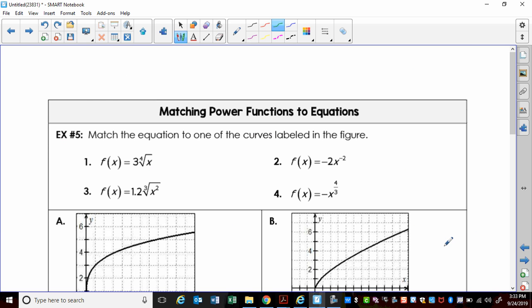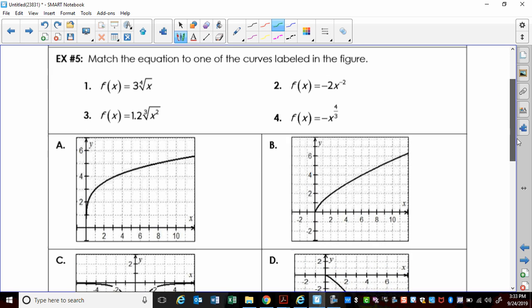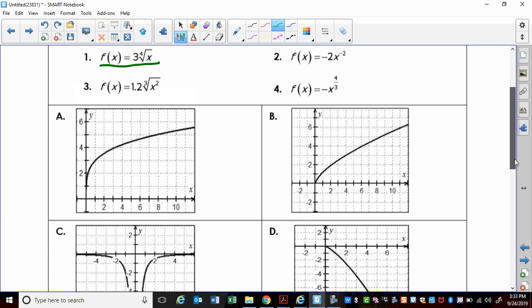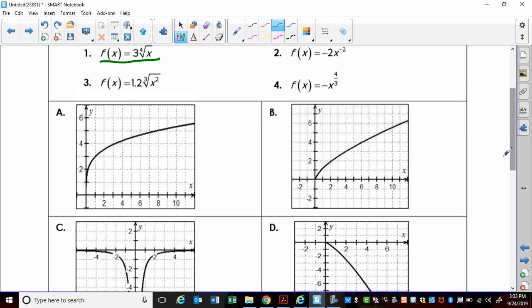This one, they just want us to match it. I would just graph it, guys. Plug it into Desmos. You guys have a calculator, so use your graphing calculator. Number one says f of x equals, this is the fourth root of x. So the fourth root of x goes up very slowly, multiplying everything by 3.